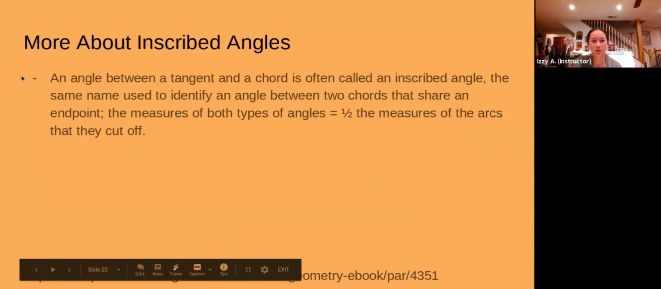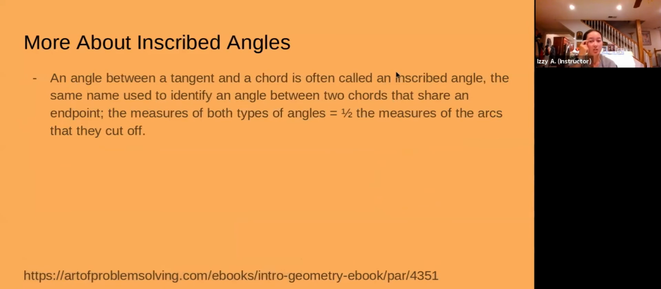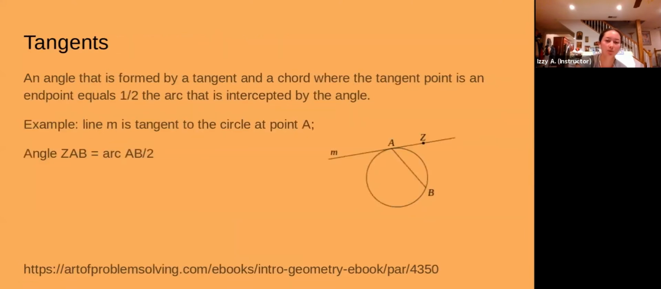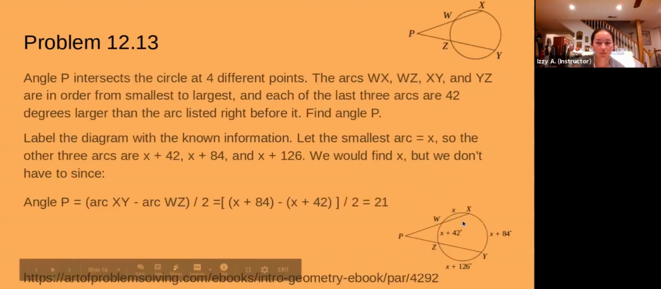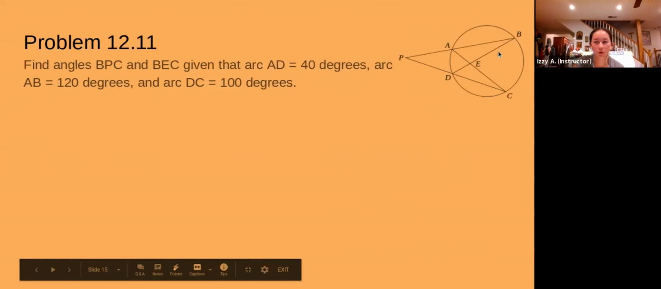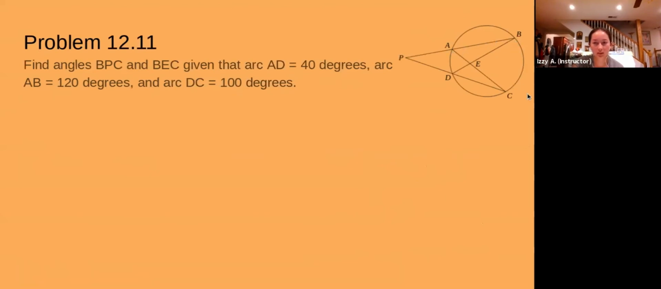Okay, so here's more information about inscribed angles. An angle between a tangent and a chord is often called an inscribed angle, the same name used to identify an angle between two chords that share an endpoint. So if we go back, angle ZAB would be an inscribed angle, and angle BAC is going to be an inscribed angle.